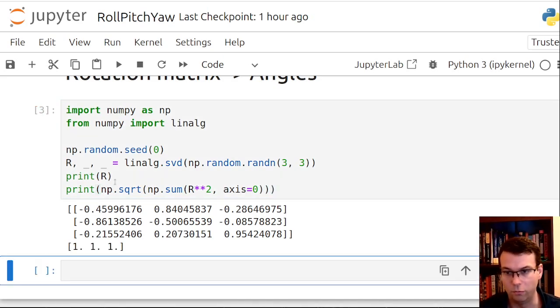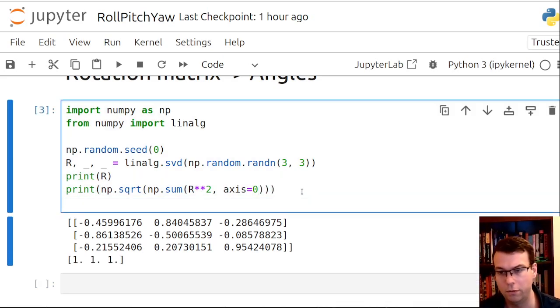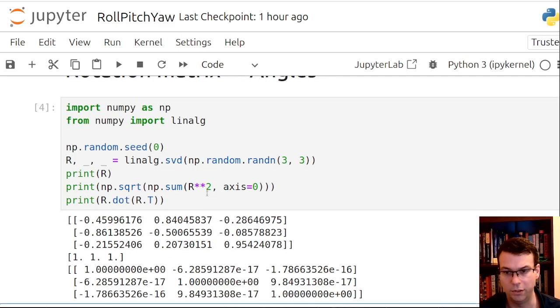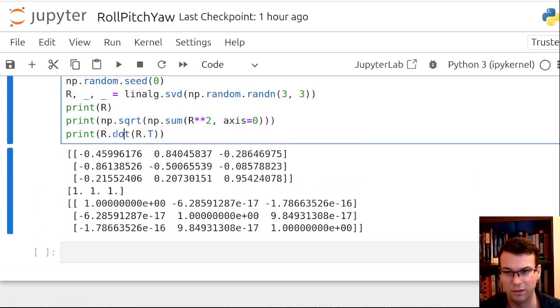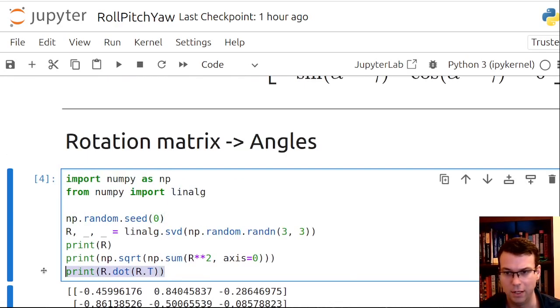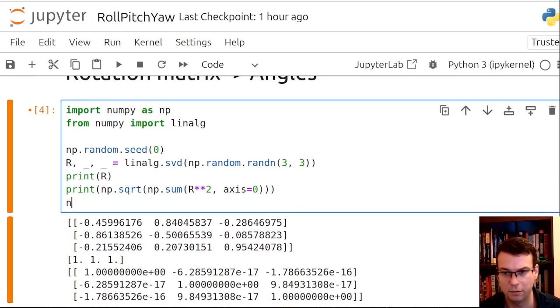So these should all be 1. That's great. And then also, every column should be perpendicular to every other column. I can do that with a matrix multiplication by this thing, what's known as a transpose. That's switching the rows and the columns, and that should give me approximately the identity matrix, which is very close to it. So yeah, 1, 1, 1, and these are basically 0. Okay, that's good. And then it shouldn't be doing any flipping.